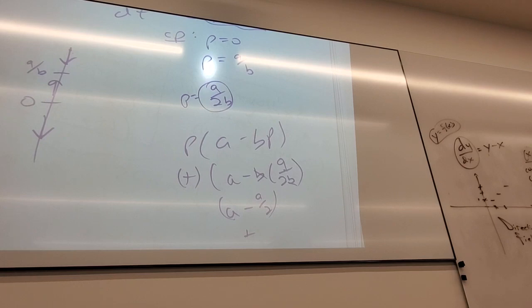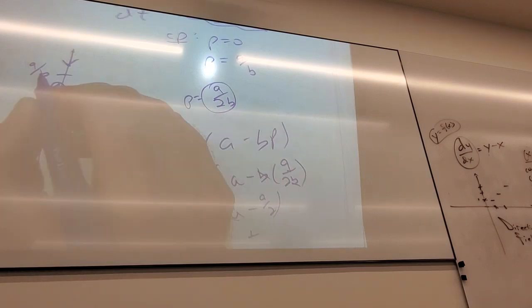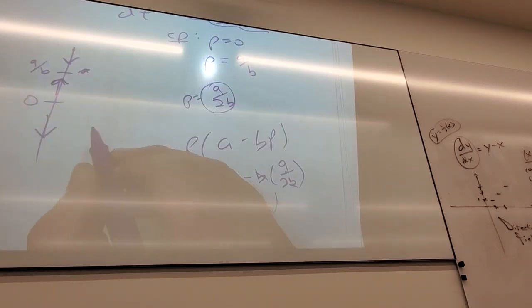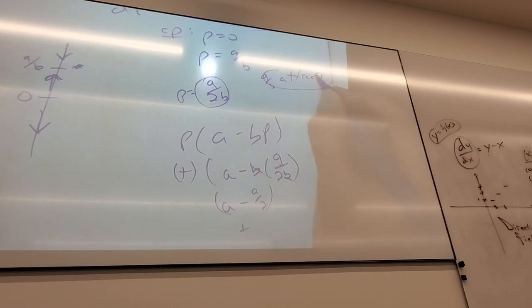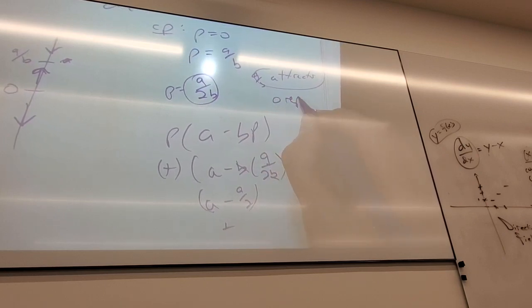A over B, what kind of critical point would you call it? Is it an attractor or a repeller? Attractor. A over B is an attractor. And of course, 0 would be what? Repeller.